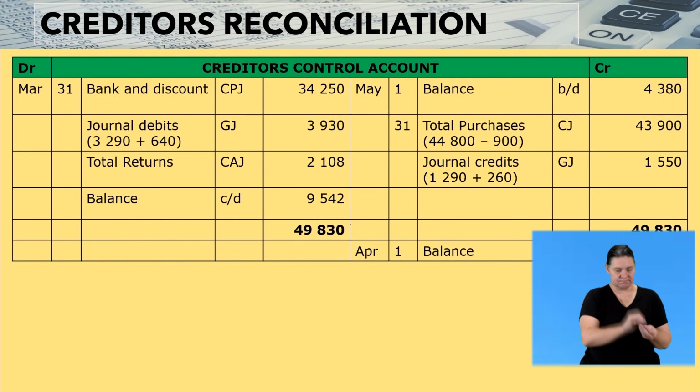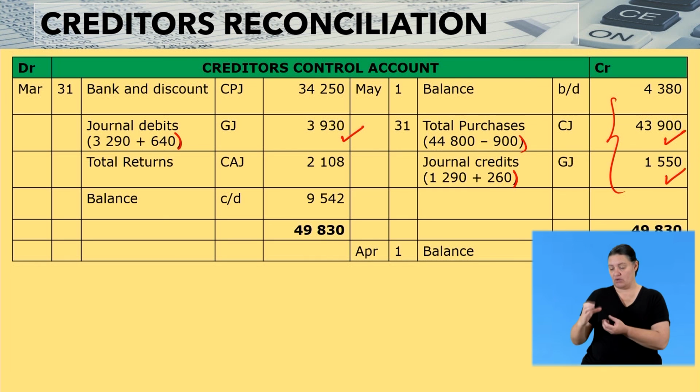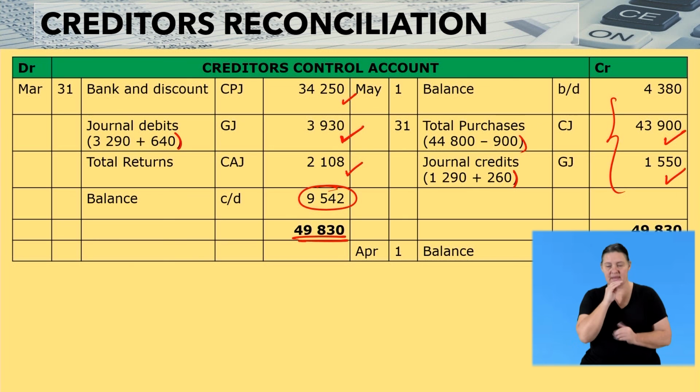Here is the complete creditors control account. It is important that you close the brackets, and here we get 3,930. And then here we close the bracket again, we get 43,900. We close this bracket, we get 1,550. Then we add the credit side to get 49,830. Yes, 49,830. We then say 49,830 minus 34,250 minus 3,930 and minus the 2,108. We have a balance which is 9,542, which becomes balance brought down 9,542.